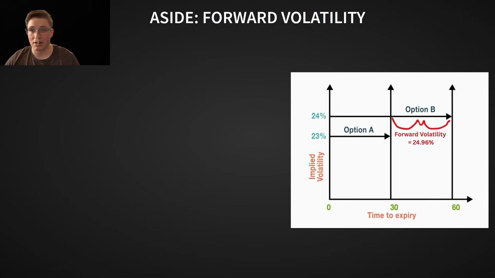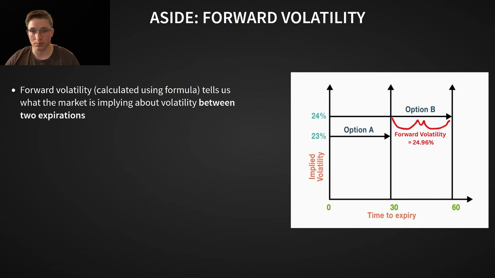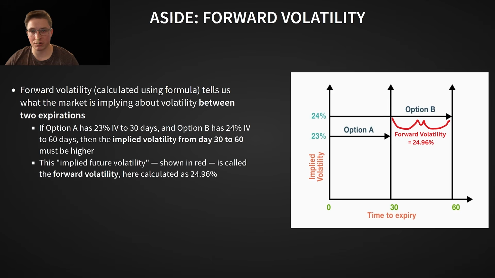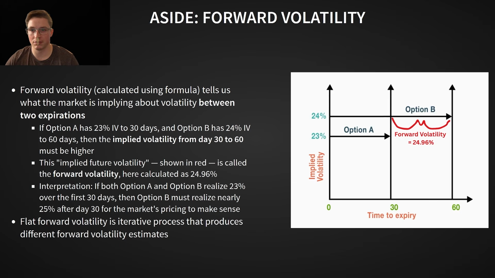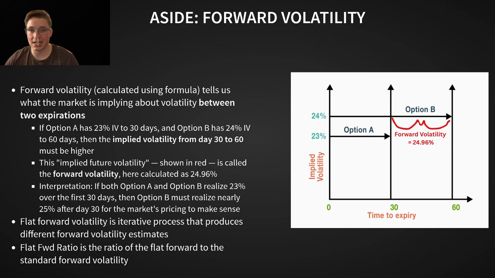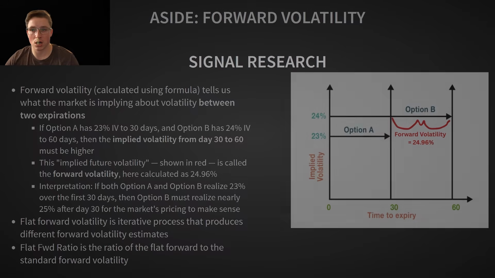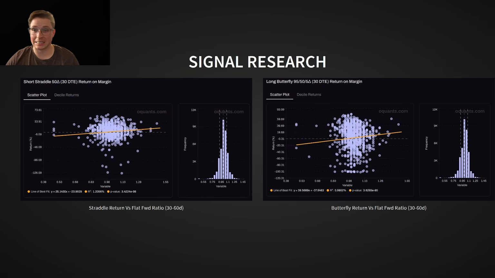Then let's look at the flat forward volatility ratio, an underutilized but incredibly powerful signal. It differs from traditional forward volatility by solving for a common implied volatility level that balances both maturities. When we take the ratio of flat forward to standard forward volatility, we get a signal with surprisingly strong predictive power, an R-squared around 1%. That might sound small, but in financial data terms, it's quite impressive, and even stronger than IV-RV.